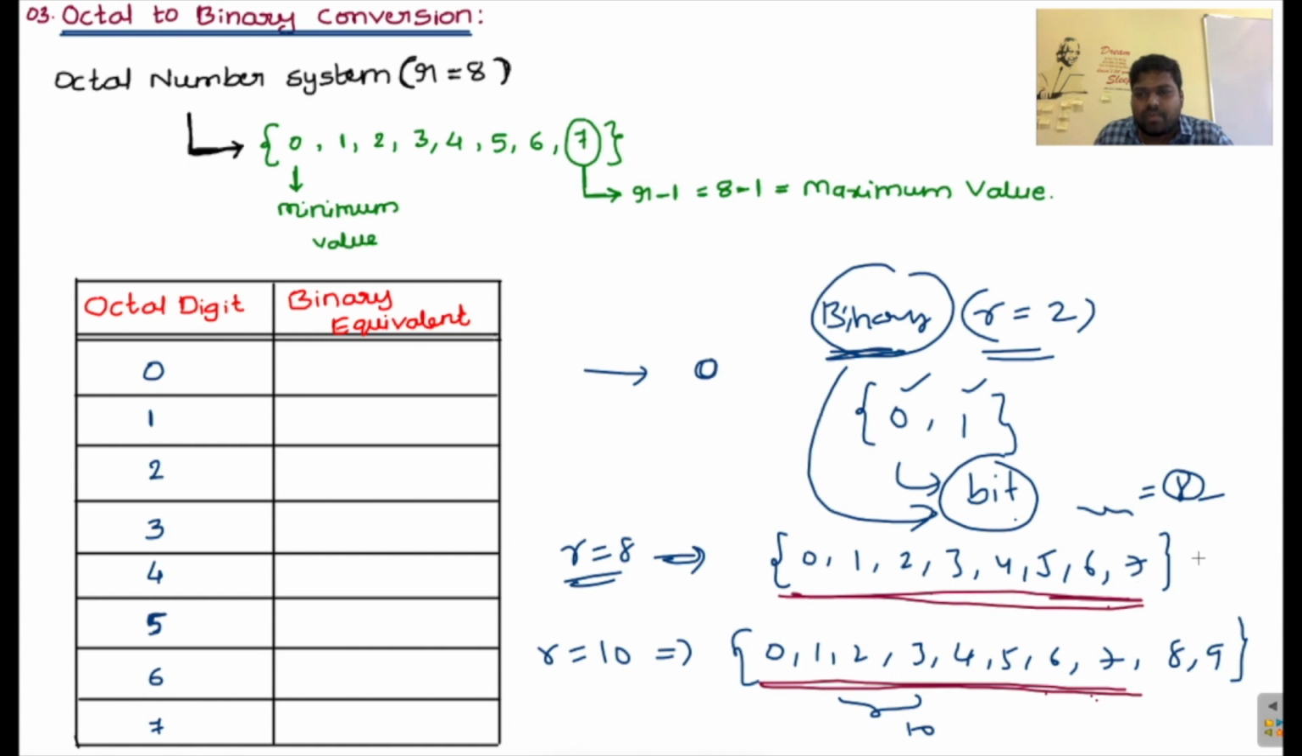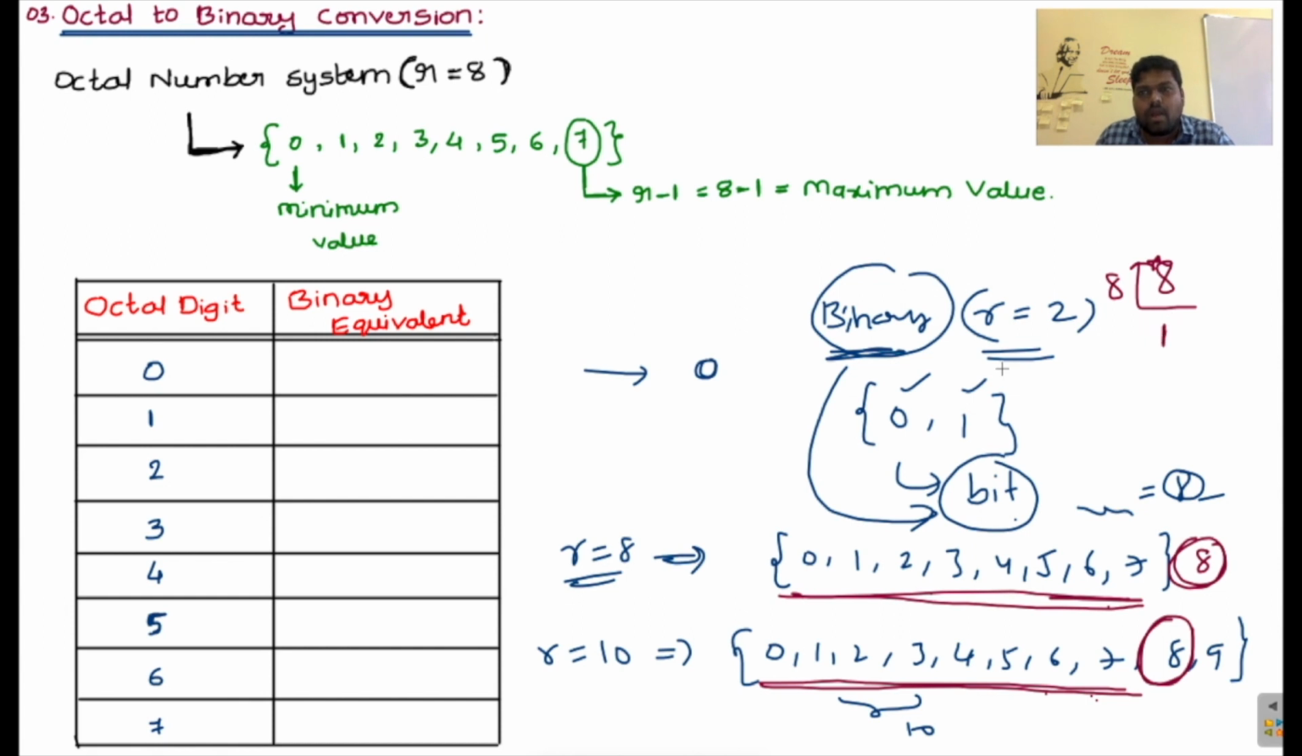For example, if you take 8, and you want to represent this 8 value in terms of the octal number system, 8 is a decimal number here, so you need to convert it into octal form. Then what you have to do: take 8, that is the decimal number, and divide with base 8.